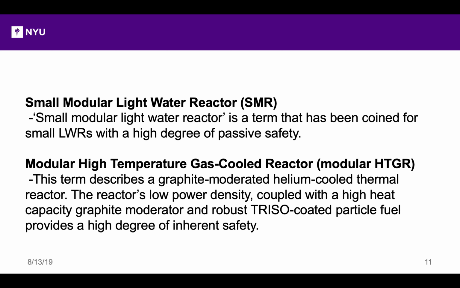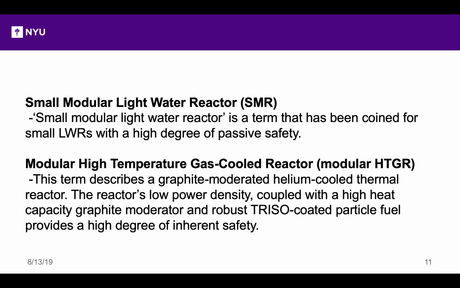First is the small modular light water reactor. This is a term that has been coined for small LWRs with a high degree of passive safety. SMR designs encompass plants with electrical generating capacity of less than 300 megawatts for an individual module. The SMR design being offered by NuScale Power is the most mature concept in this technology space. It consists of multiple 50 megawatt reactors that use a common water pool as their unlimited heat sink. NuScale's design and similar concepts leverage the large operating experience of the current LWR fleet with a smaller and simpler configuration.